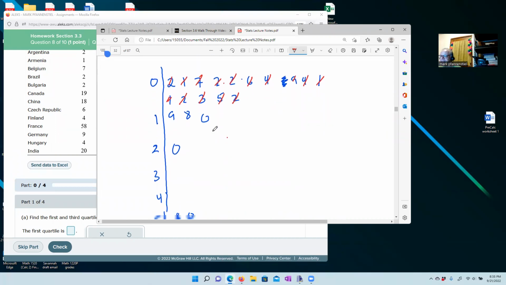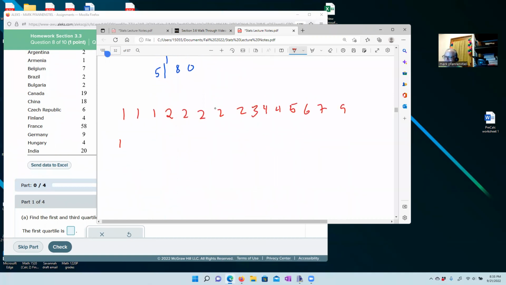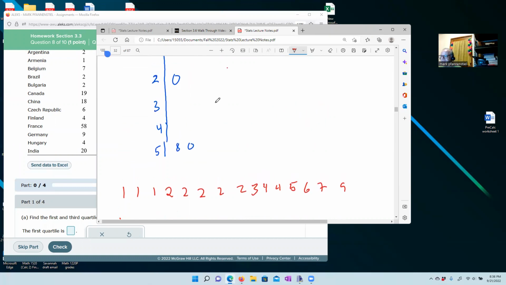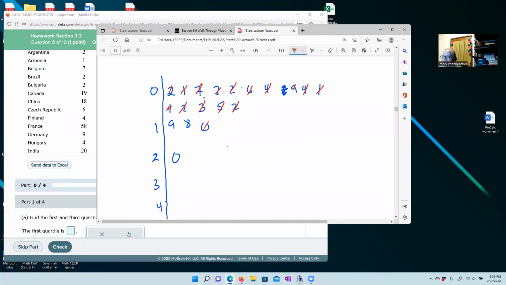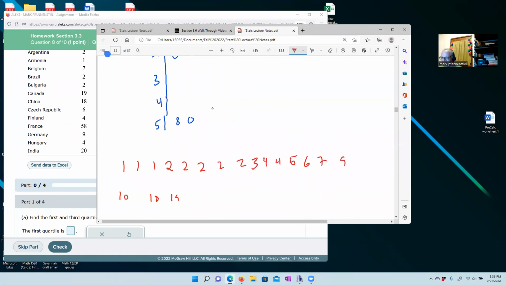Then when I get to the tens column, we have a 10, an 18, and 19. Well, that's not going to be so bad. 10, we have an 18, we have a 19. That's a little bit better. Okay, 10, 18, and 19. Next one up is 20.